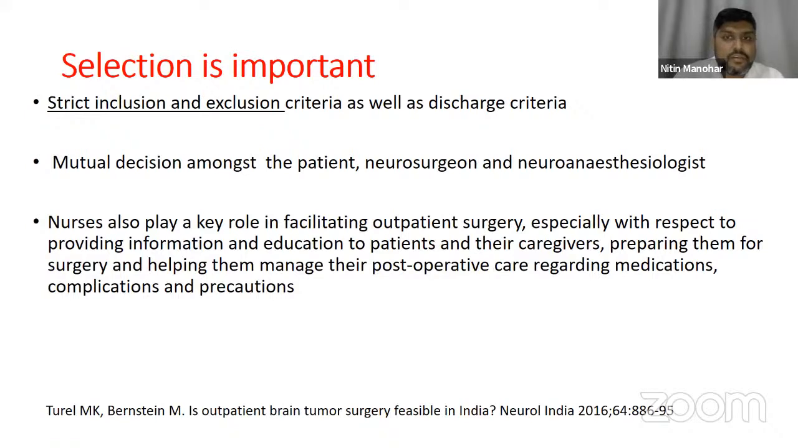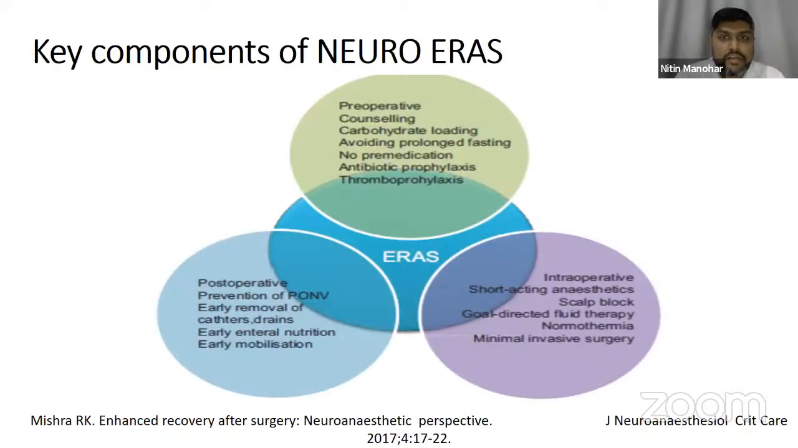So it involves a lot of teamwork, and I think regional anesthesia, coming to this point of using regional anesthesia in neuro-anesthesia, is coming up in a big way. So we can reduce our dosages of opioids and cause less nausea and vomiting in the post-op period. And all these things can help in the early recovery of patients.